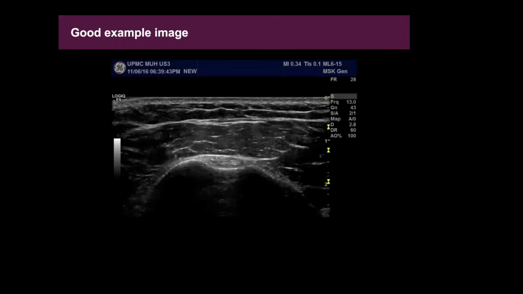So this is a good example image of an MSK ultrasound. This is a short axis view of the long head biceps tendon. If I were to draw out the structures, the green dotted lines denote the subcutaneous soft tissue layer. The yellow denotes the deltoid muscle. The white denotes the bone cortex, specifically the proximal humerus. And you could see how the long head biceps tendon is seated within the bicipital groove.